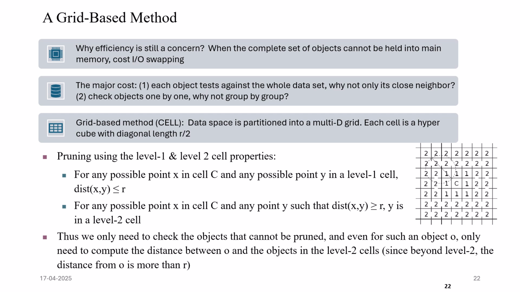Thus, we only need to check the objects that cannot be pruned. For such an object O, we only need to compute the distance between O and the objects in the level 2 cells.